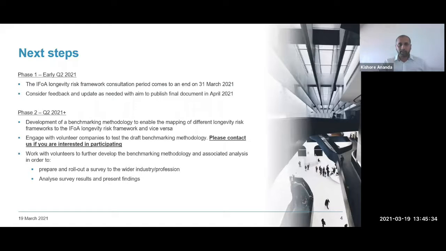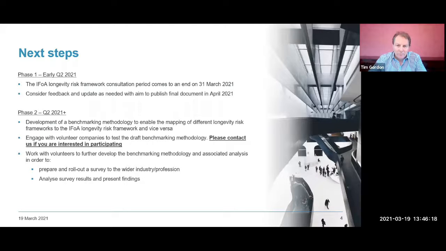And then moving on to phase two of the work, which has actually already kicked off and is running in parallel, which we expect to run through the remainder of the year. This work will focus on the development of a benchmarking methodology to enable the mapping of user-defined risk frameworks to the IFoA framework and vice versa. A critical part of this is we're working very hard to ensure that the benchmarking methodology is flexible enough to allow users to adopt either a top-down or a bottom-up approach when mapping frameworks. Once we have an initial draft, we'll be engaging with industry volunteers to test the benchmarking methodology. So if there's anybody out there who's interested in participating, please get in touch.